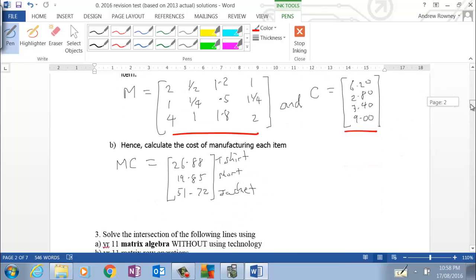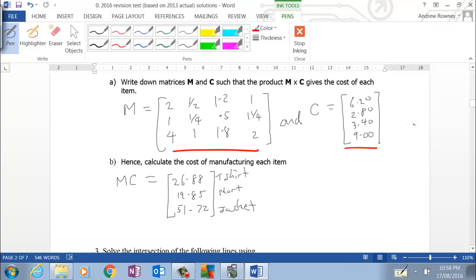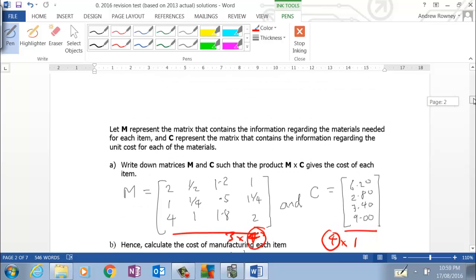Now we've got to write it in that particular order because this is a 3 by 4, and when we multiply by this, which is a 4 by 1, the two inside orders can only cancel when they're the same number, so it has to be in that order so that the 4's cancel, and so the resultant is a 3 by 1.